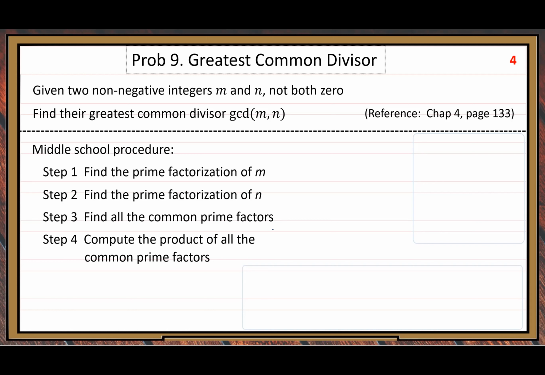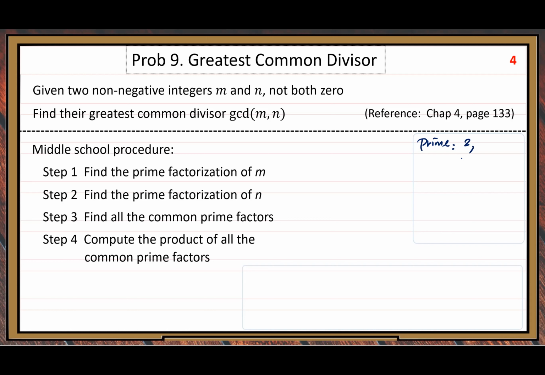Actually, each factor is a power of a prime number. I hope you still remember the meaning of prime. Let us just review a little bit. The first prime is 2, not 1. We do not treat 1 as a prime. 1 is not a prime. The smallest prime is 2.